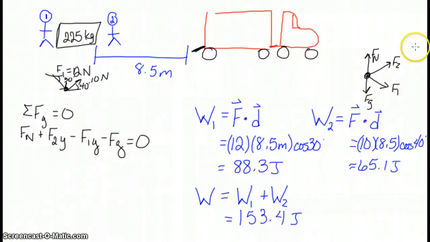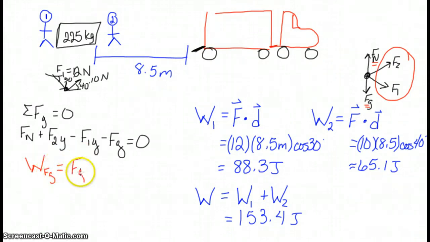Now there's something that we've kind of neglected to mention here. These two forces, force 1 and force 2, exert work. But what about force normal and force due to gravity? Well, they're perpendicular to the direction of travel. So the work done by the force due to gravity is going to actually be the force due to gravity dotted with the distance. That angle is 90 degrees. That's going to be 0. So any force that is perpendicular to the direction of travel does no work. You have to have a component parallel to the direction of travel in order to have any work done on the system.